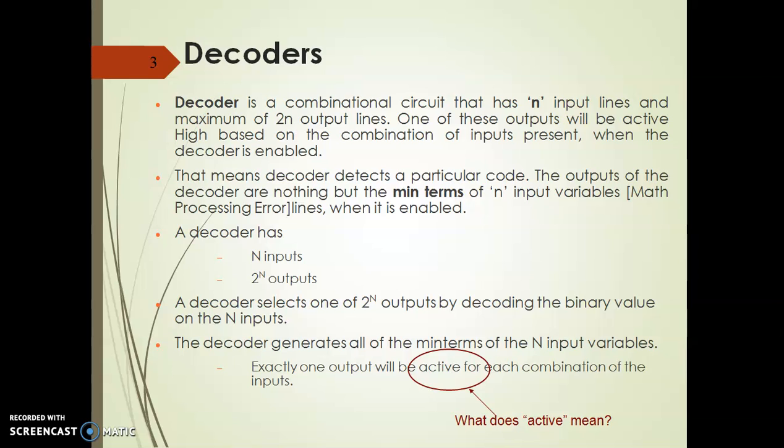So a decoder has n inputs and 2 raised to n outputs. A decoder selects one of the 2 raised to n outputs by decoding the binary value on the n inputs. That means it depends on the input, and it will consider the particular output line. The decoder generates all of the minterms of the n input variables. So exactly one of the outputs will be active for each combination of the inputs.